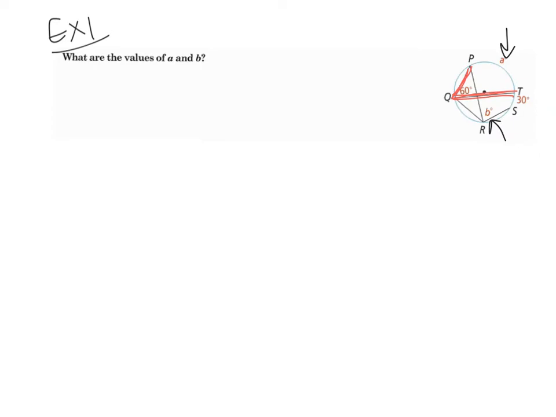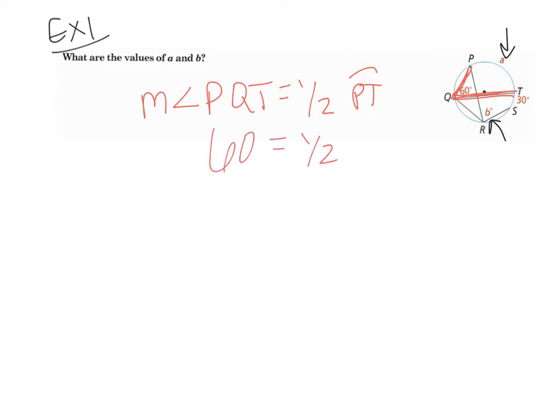So we know that the measure of angle PQT is 1/2 arc PT. Well, the measure of PQT is 60. We don't know what PT is, but we know it's A. Multiply both sides by 2, so A is 120 degrees. We just used the inscribed angle theorem, theorem 12-11, to assist us on that.